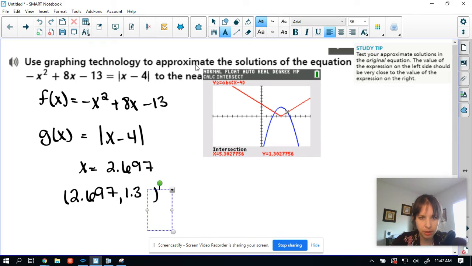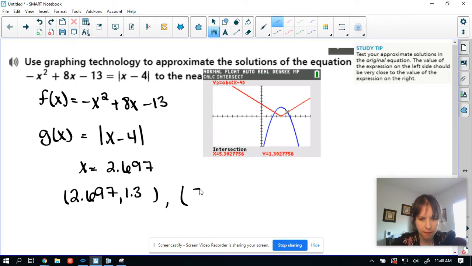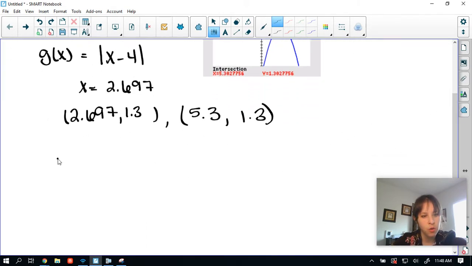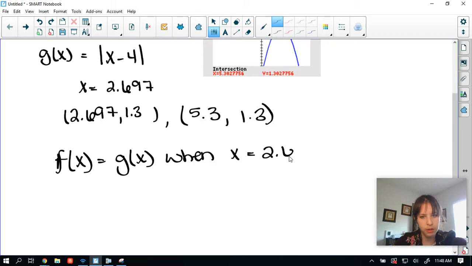So the second point is 5.3 and 1.3. I don't know why I put a 0. I was even thinking 3. So I will be able to say f of x is equal to g of x when x equals 2.697 and x equals 5.3.